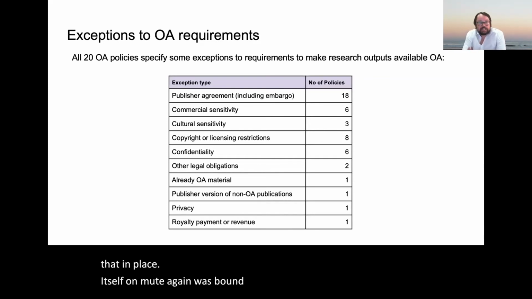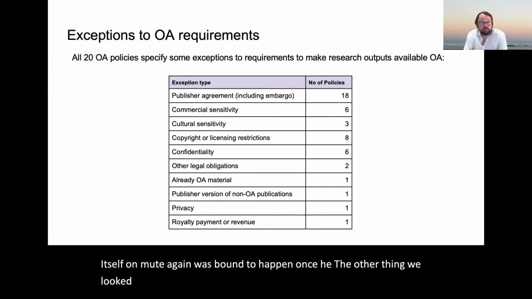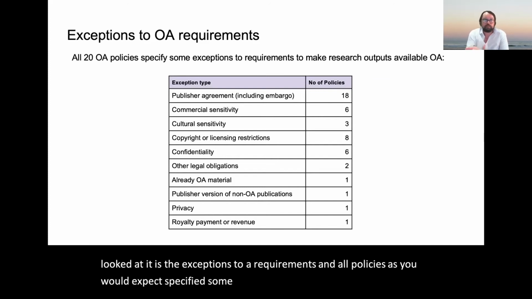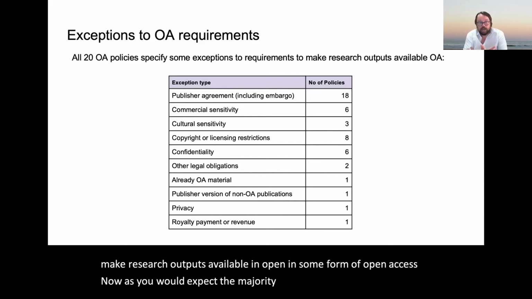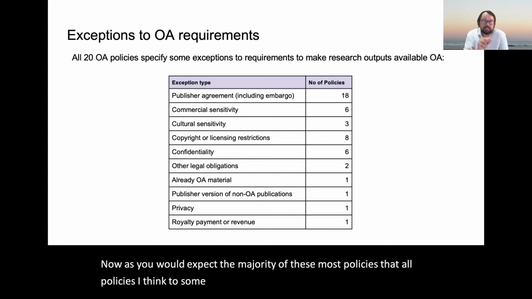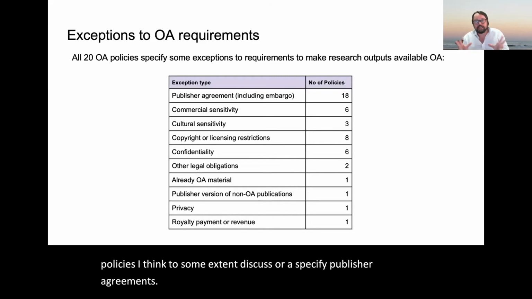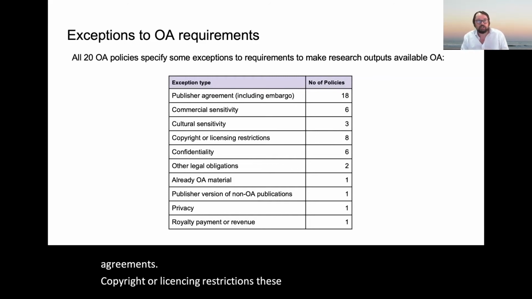The other thing we looked at is the exceptions to OA requirements, and all policies, as you would expect, specified some exceptions to the general requirements to make research outputs available in some form of open access. Now, as you would expect, most policies, in fact, all policies, I think, to some extent, discuss or specify publisher agreements, copyright or licensing restrictions as kind of key exceptions. So make it open access unless you can't, basically.